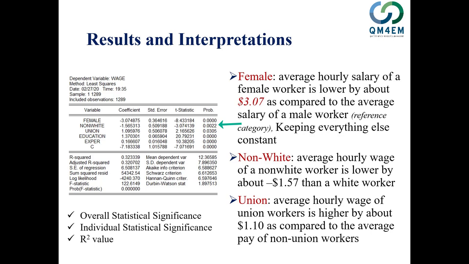But we will be getting variables with p-values greater than 5%. In that case, they will be statistically not significant, which means we would not be claiming whatever that coefficient represents, because we believe that it's statistically not significant, or it came by chance.